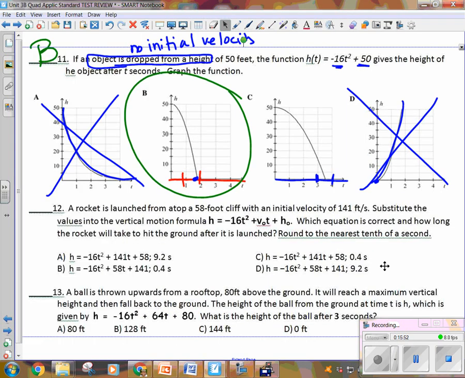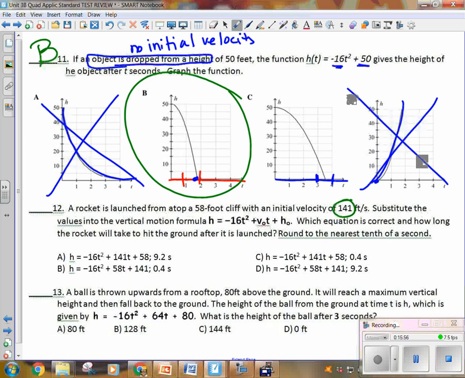12. A rocket is launched from a cliff. Initial velocity of 141. Notice that initial velocity of 141 is not in the equation. Is that a V number or is that an H number? Hope you know that's a V number, so that number should go right there. Substitute a 58-foot cliff. That's actually my starting height. Those two numbers should go in the equation. So 141's in the middle, 58's at the end. I know that C and D, or B and D, are out.